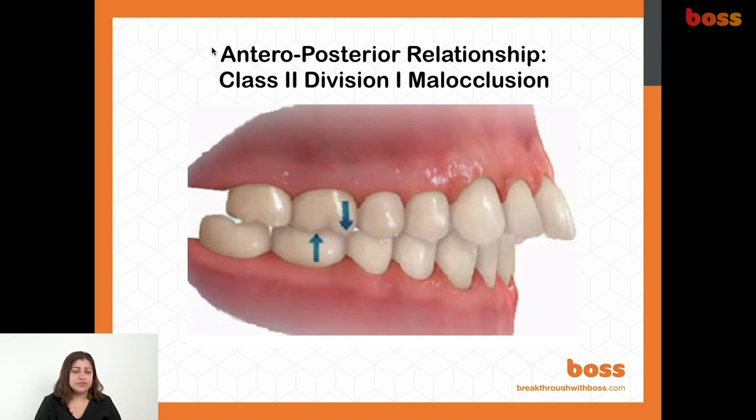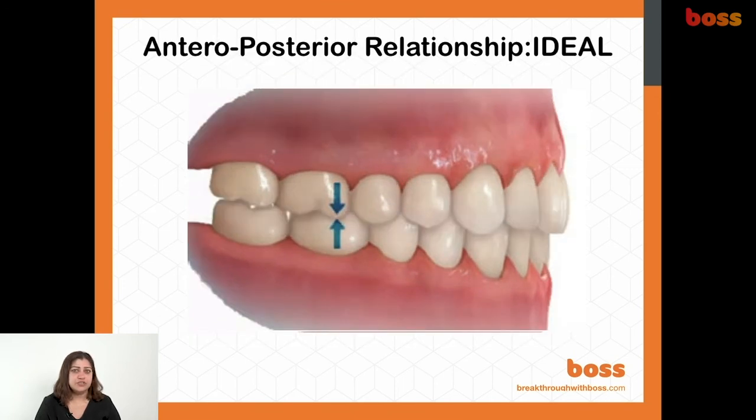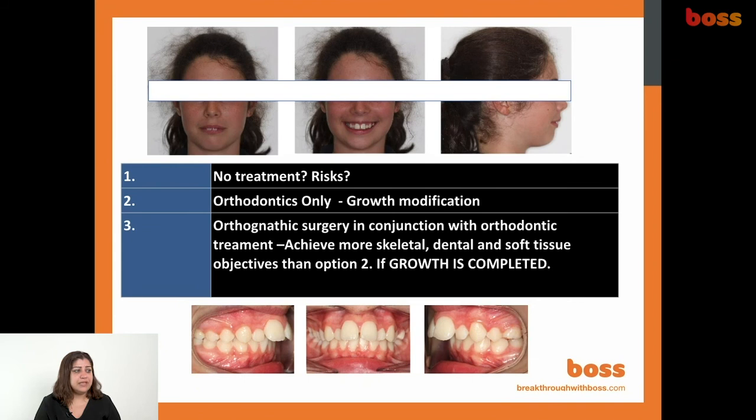So this is a class 2 division 1 occlusion that has to be changed to class 1. Okay, and now because growth is on your side, this makes it a bit easier. So we basically list down all our treatment options. What if no treatment is always an option? What if we do no treatment?